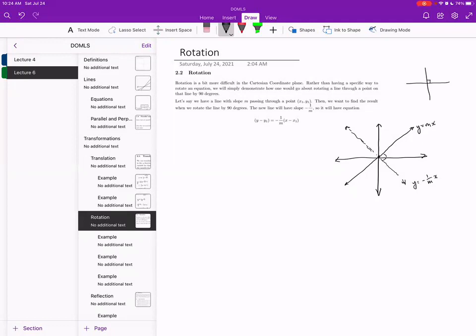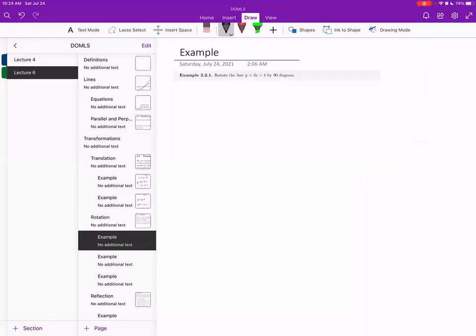So let's say we have a line with slope m passing through a point x1, y1. Then if we want to rotate that line by 90 degrees through x1, y1, since the new line will have slope negative 1 over m, and it has to pass through that point x1, y1, we get immediately, using point-slope form, this equation for the new line. So let's get through some examples.